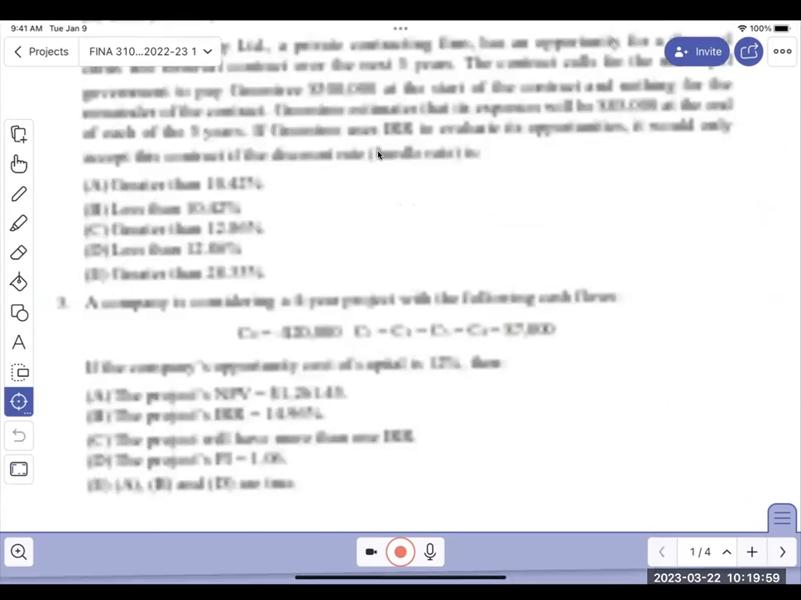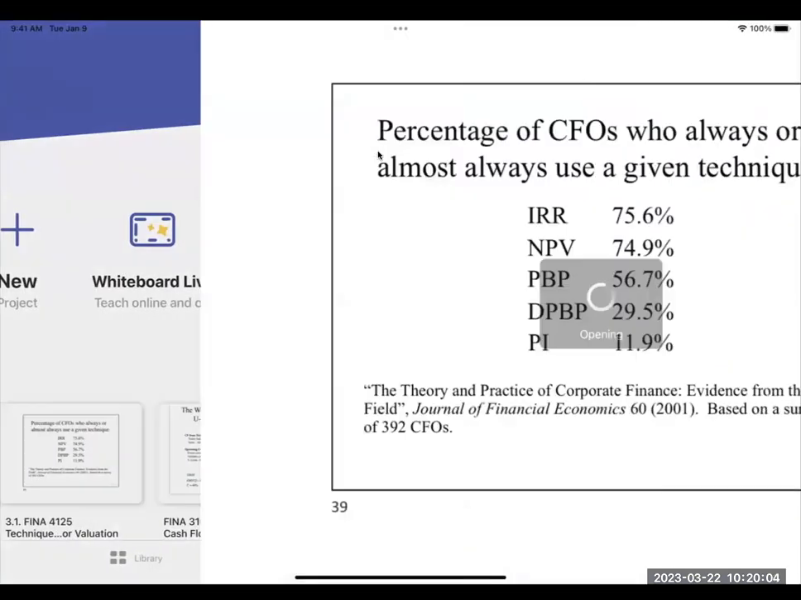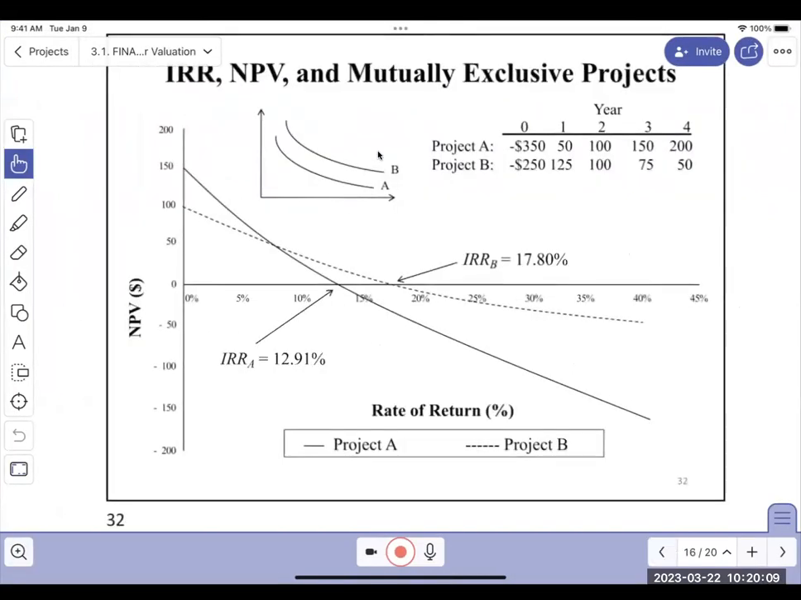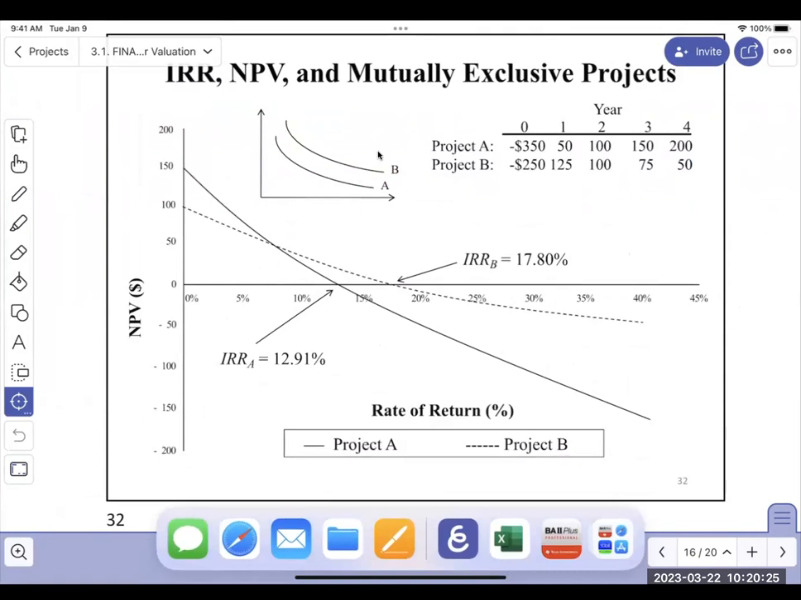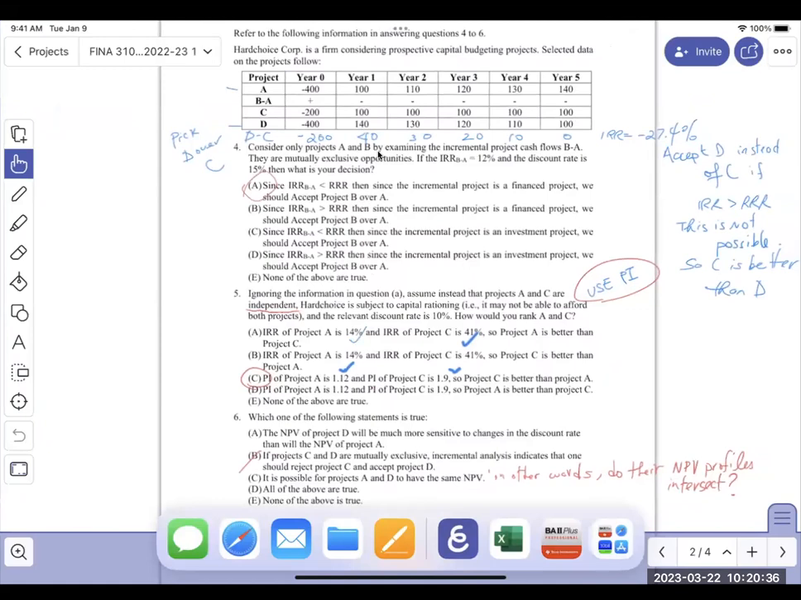Just like, let's see, back to the notes, just like here. Okay, so they won't be nice and non-intersecting profiles. All right. Okay, so I feel like I am done with this review.